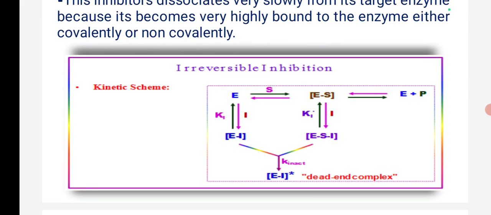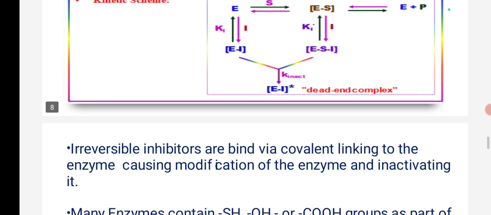The equation: the enzyme reacts with the substrate to form the enzyme-substrate complex. Normally we get the enzyme plus product, or the enzyme-substrate complex reacts with the inhibitor to form the enzyme-substrate-inhibitor complex, or the enzyme directly reacts with the inhibitor to form the enzyme-inhibitor complex. Both are dead-end complexes.